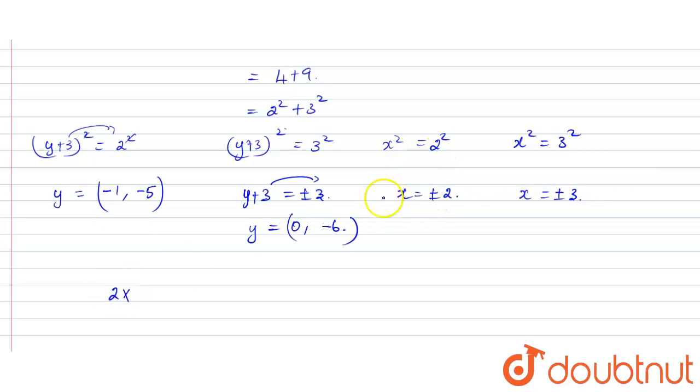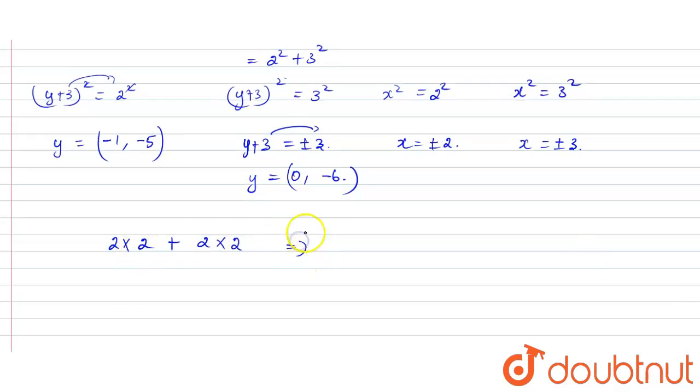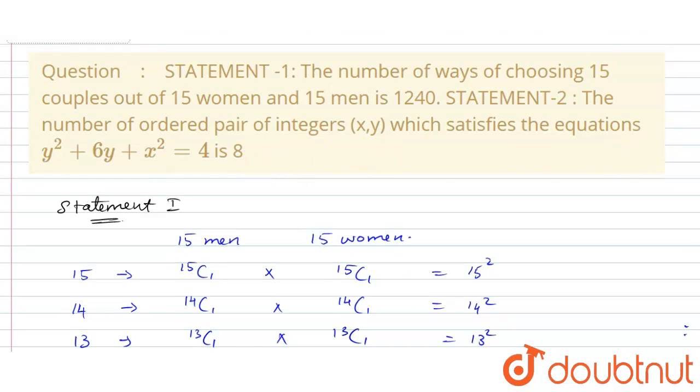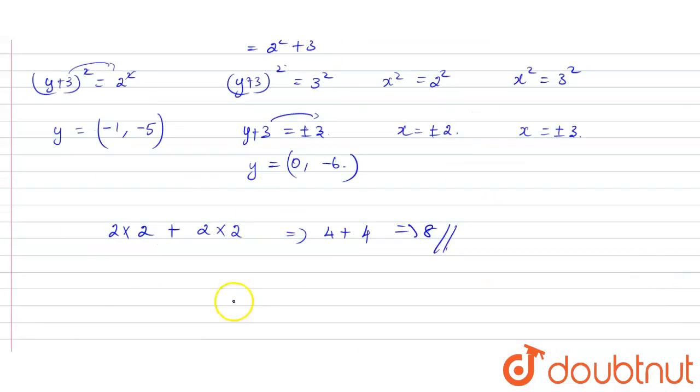For 2 square, the y value has 2 coordinates, and the x coordinates also give 2 values. For 3 square it has 2 values, right? So 2 values and 3 coordinates here. Therefore the value equals 2 twos are 4 plus 2 twos are 4, which equals 8. Okay, so therefore statement 2 is also true.